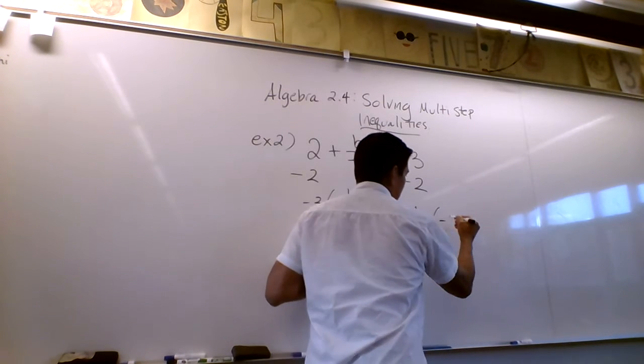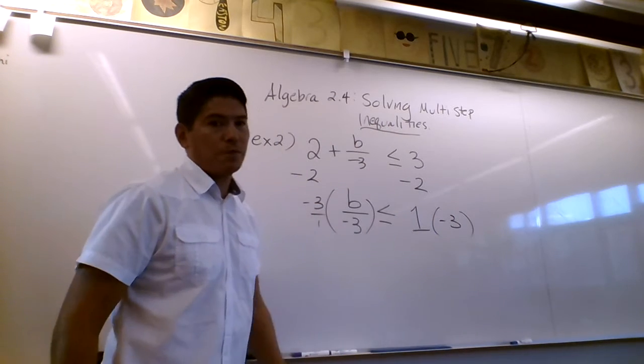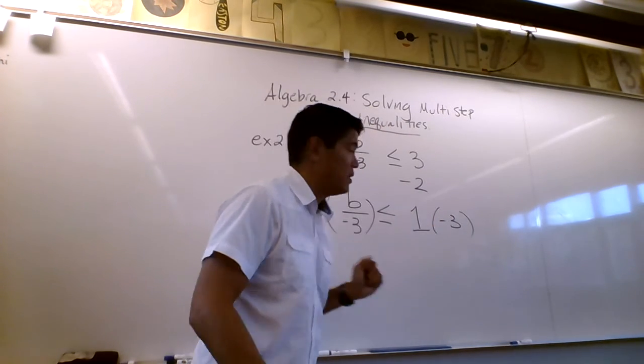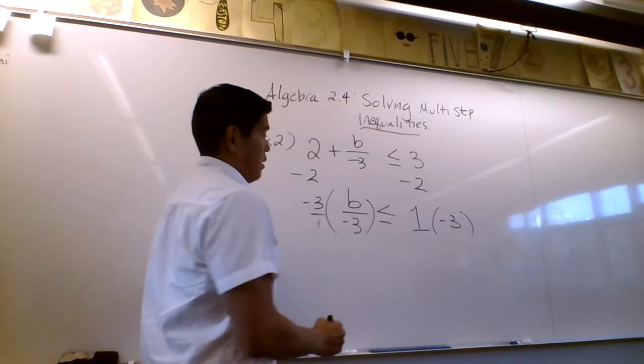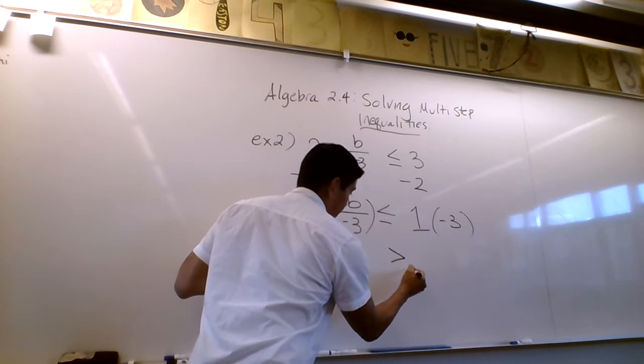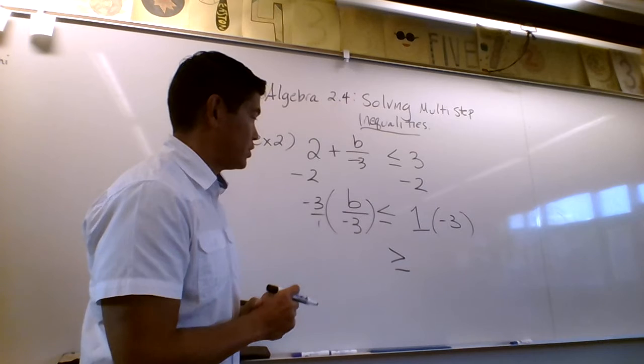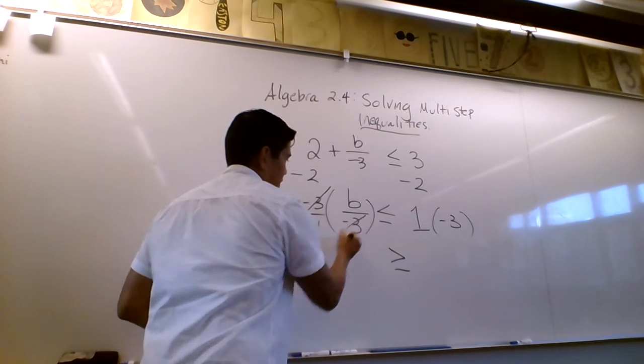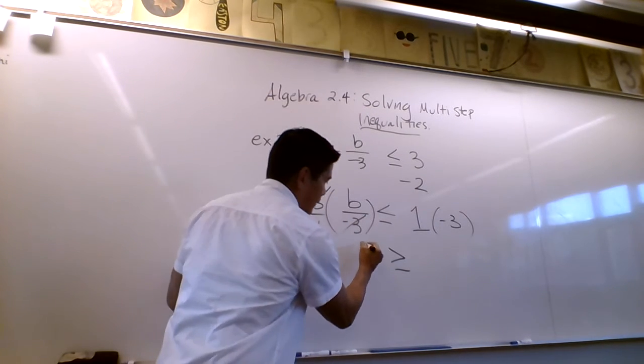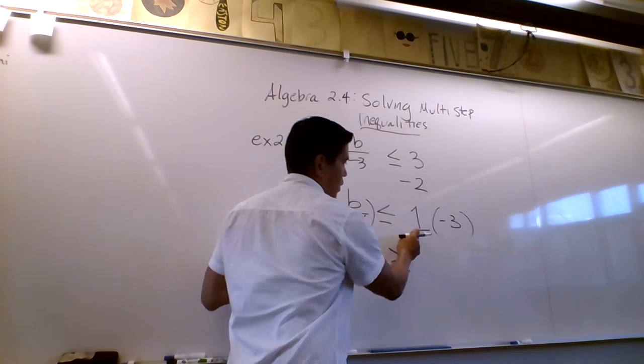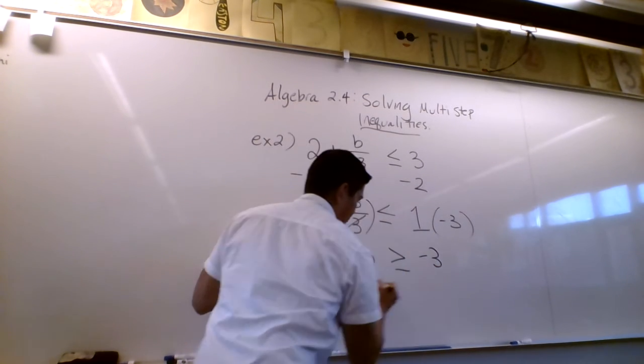And then a little light bulb should go off in your head. You're multiplying each side by negative 3, so you have to use the golden rule. The inequality would reverse or flip. So instead of less than or equal to, now it's greater than or equal to. These negative 3's would cancel each other out on the left side. We're left with b. 1 times negative 3 on the right is negative 3.